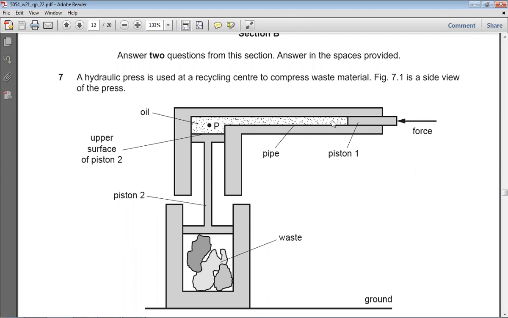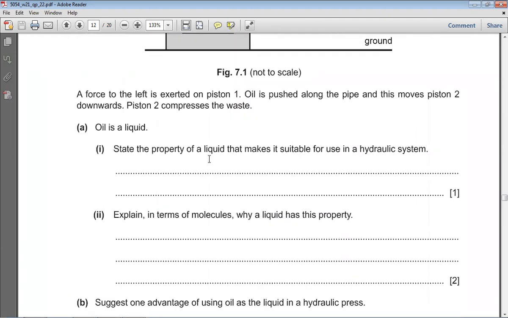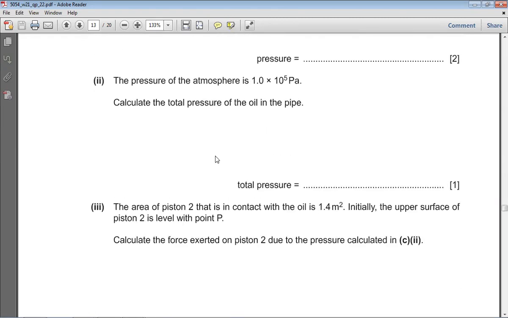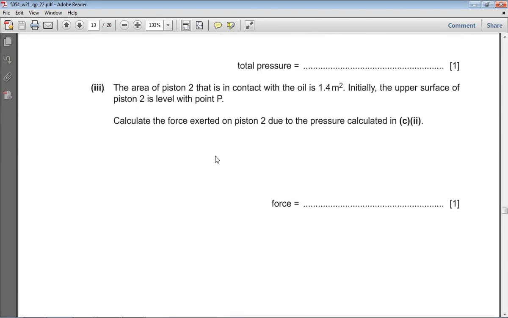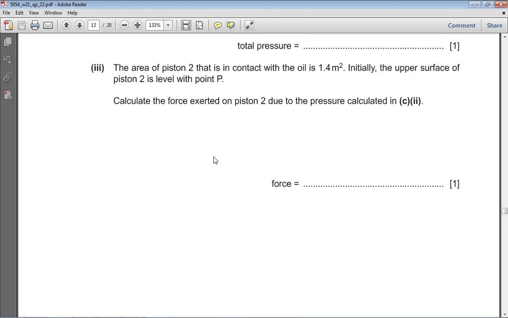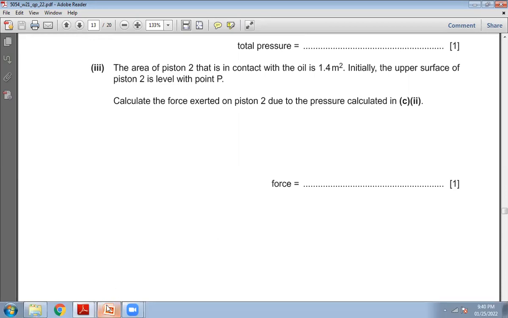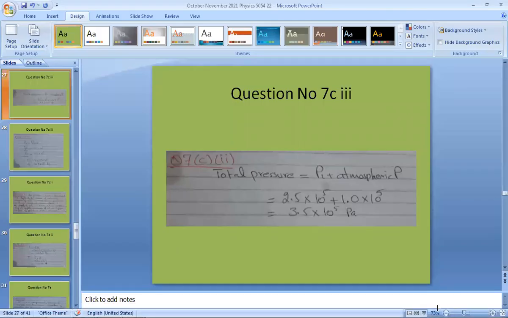Okay. So according to Pascal's principle, the pressure which is created here, the same pressure will be acting here. The area of the second piston we know, and we know the total pressure acting on that piston. So very easily I can calculate how much force is being exerted on the piston number 2. So let me show you my solution.